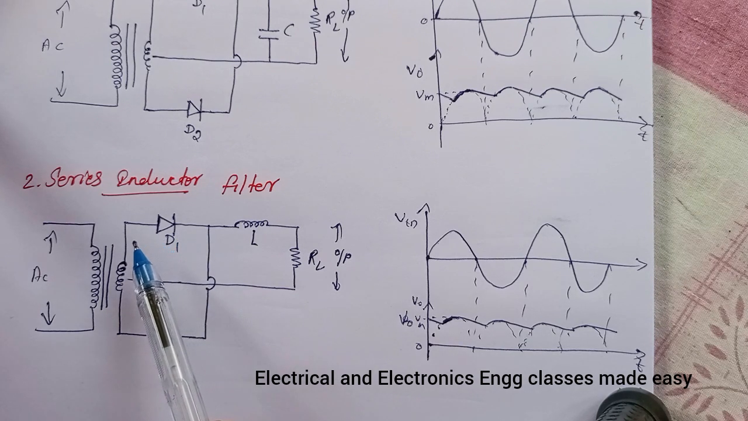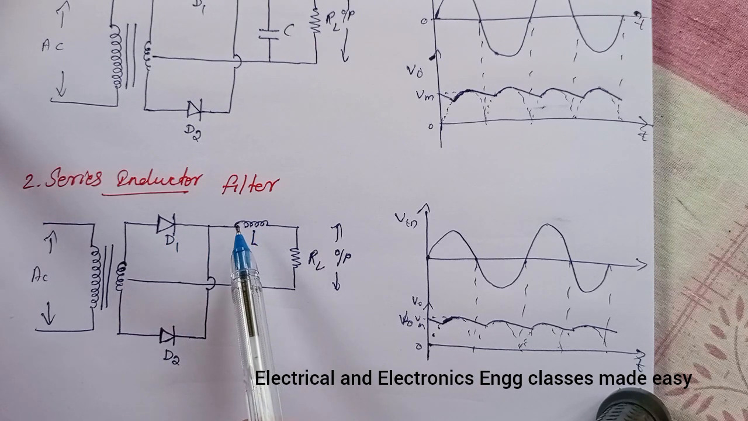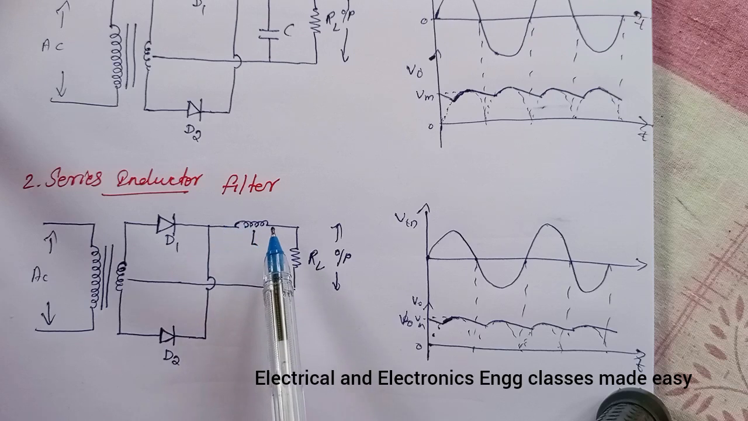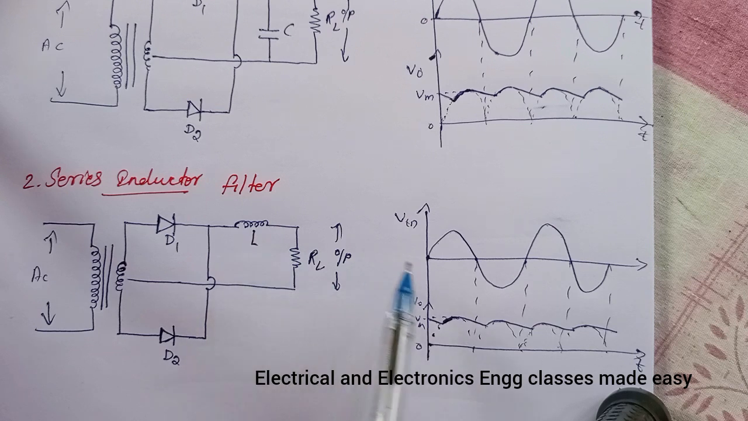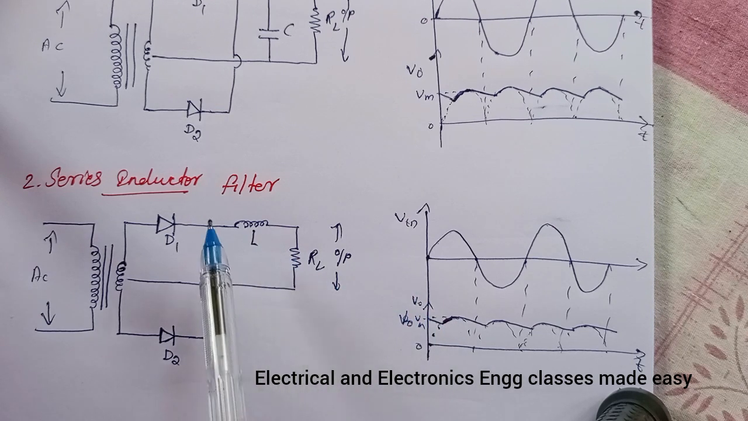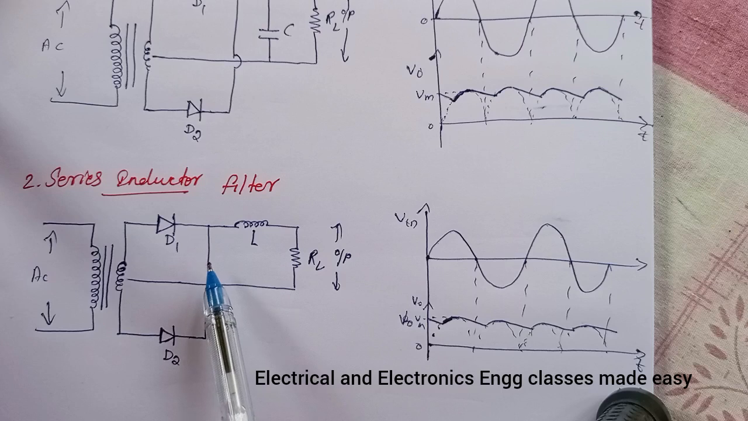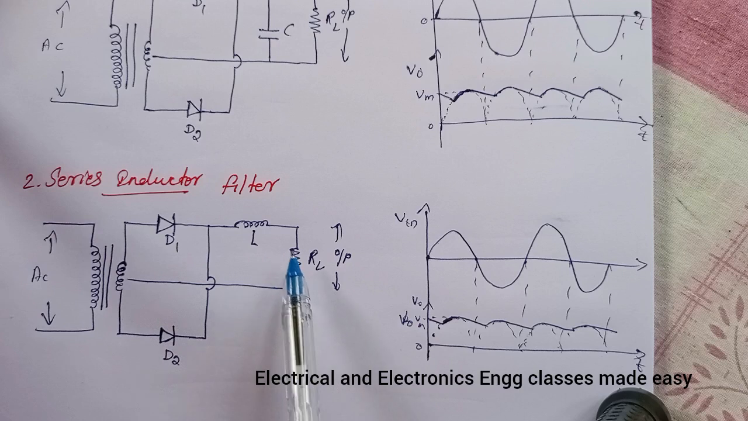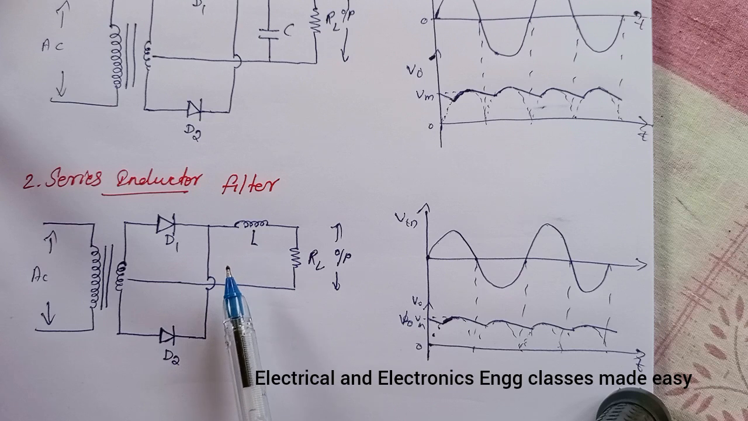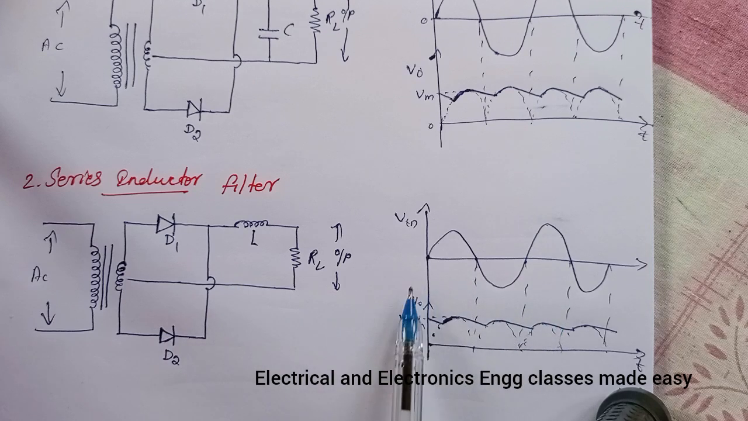Whenever the current through the inductor tends to change, a back EMF is induced in the inductor, and this induced back EMF prevents the current from changing its value. Any sudden change in current that might have occurred in the circuit without an inductor is smoothed by the presence of the inductor. And since the reactance of the inductor increases with frequency, better filtering of the higher harmonic ripples takes place. And these are the waveforms.